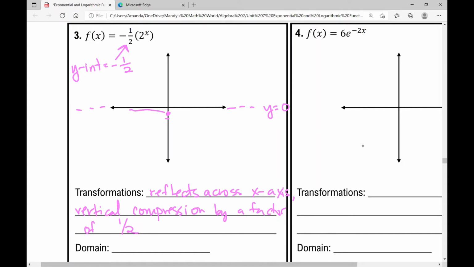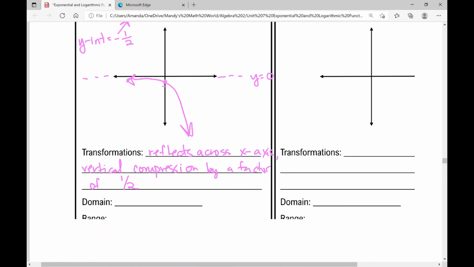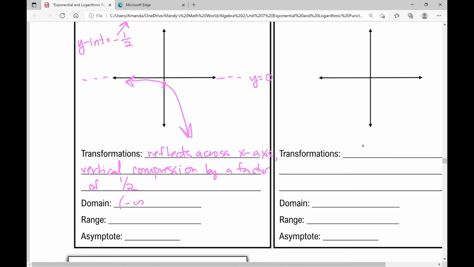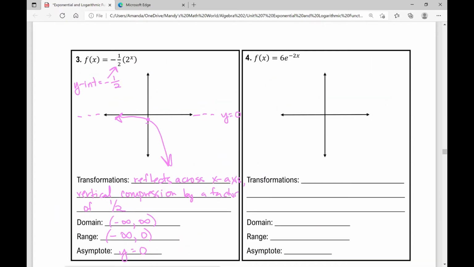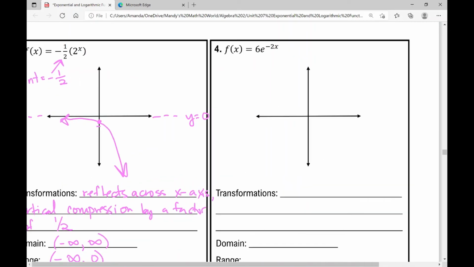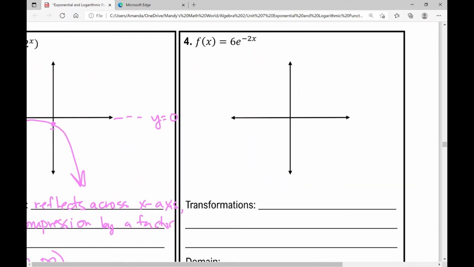It's going to take this general shape, right? So we've reflected it across the x-axis. It looks like that. Our domain is not affected: -∞ to infinity. Range is -∞ up to our asymptote, which is y equals 0. Let's move on to example number 4. This is the last exponential function before we move on to logarithmic functions.